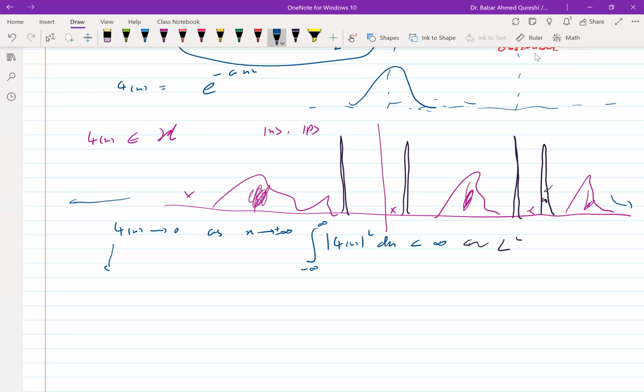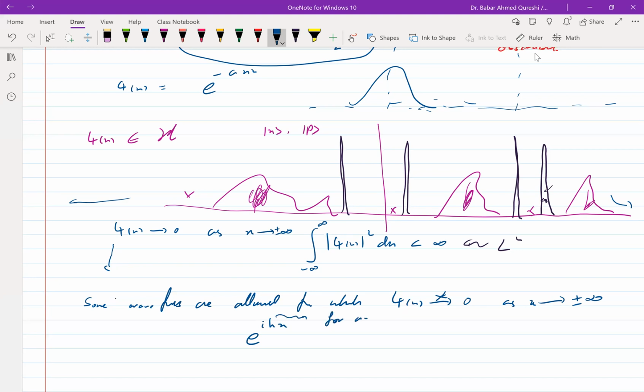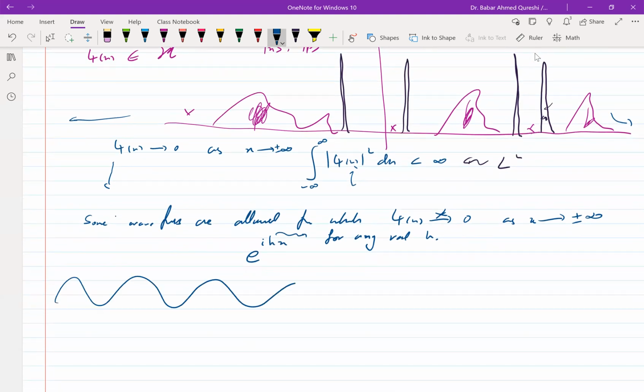Also, there are some functions, only one class of functions, for which this does not hold, but which are allowed. And we had discussed that these are the exponentials for any real k. So these are allowed. These are not square integrable. If I make these mod square, I don't know how to take the limit, but these are allowed. They don't go to 0. They are just plane waves. Even if you go to infinity, they look like plane waves. So these you throw in.